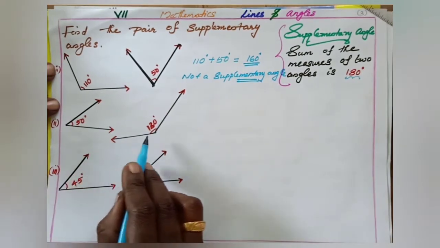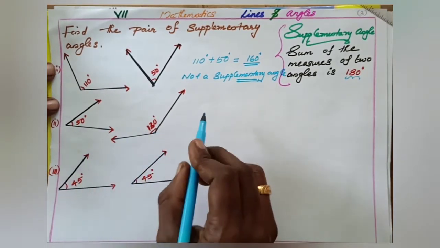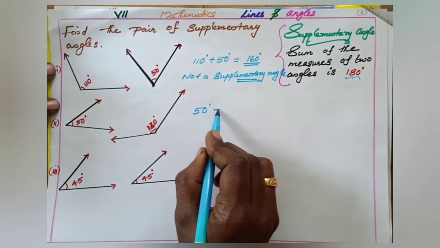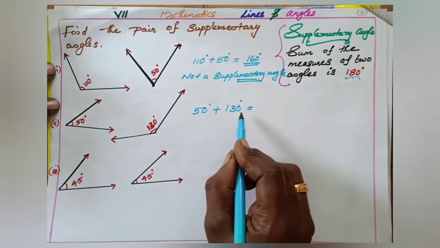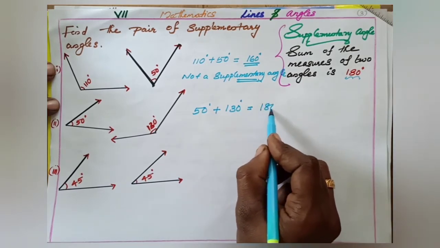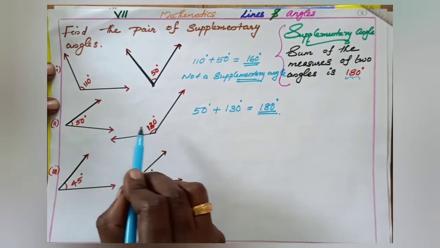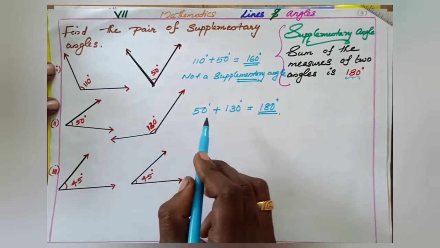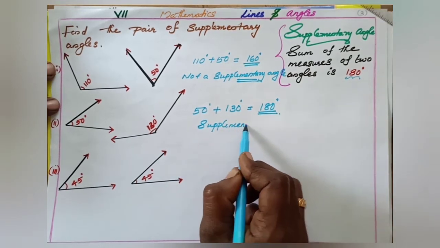Then the second pair is 50 degree and 130 degree. 50 degree plus 130 degree. Yes, 50 plus 130 is 180 degree. The sum of the two angles is 180 degree. They are supplementary angles.